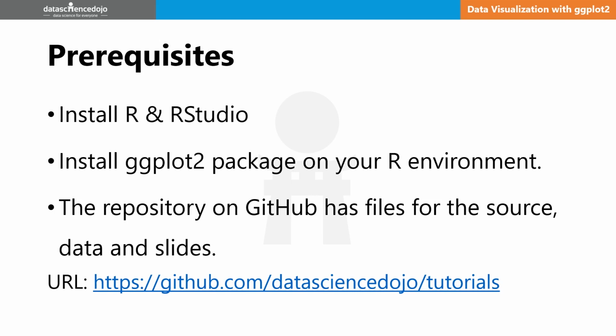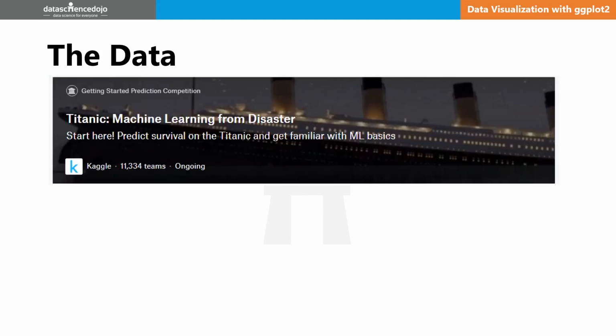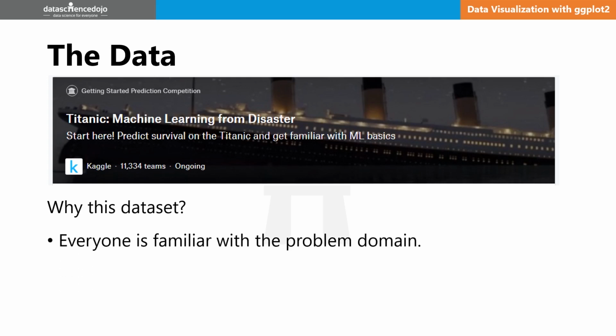Moving on, we will be using the Titanic disaster for machine learning dataset in this presentation. We'll visualize the Titanic dataset. And let's ask ourselves this: why this data set? It's a very common data set out there. Everyone is familiar with the problem, and everybody knows how the data looks.